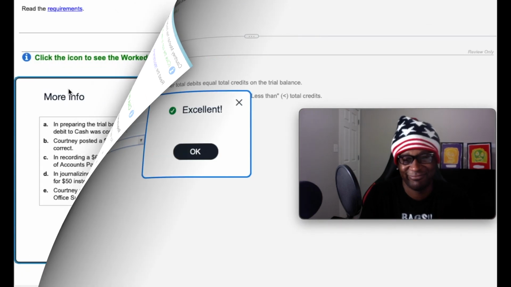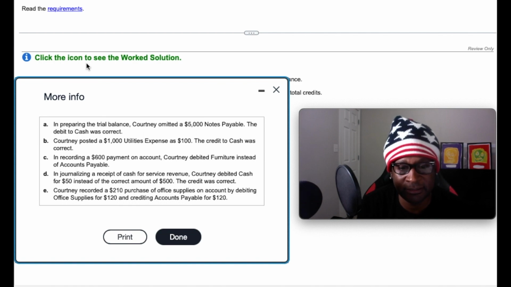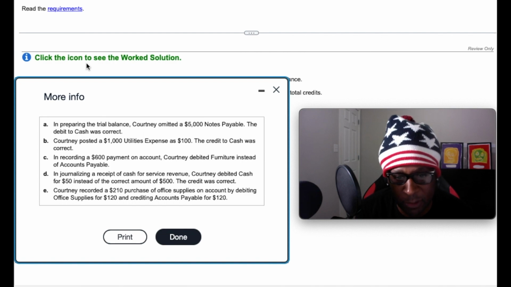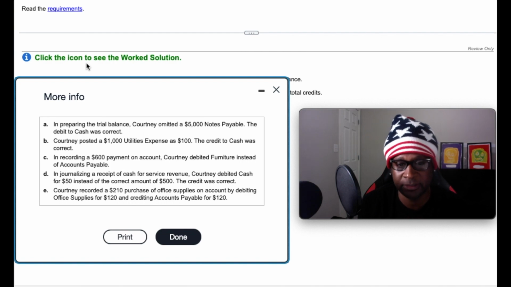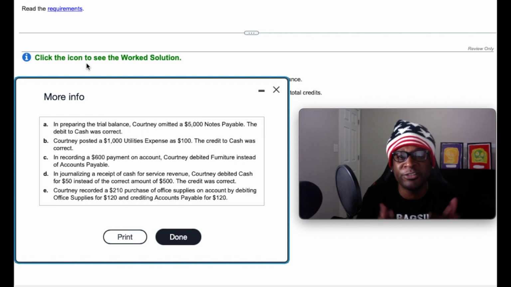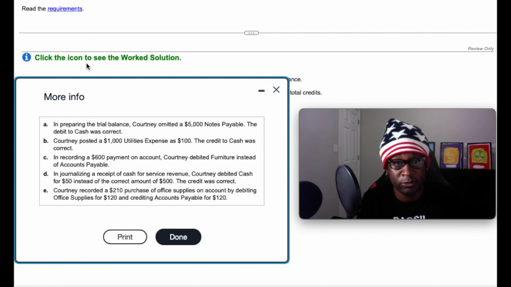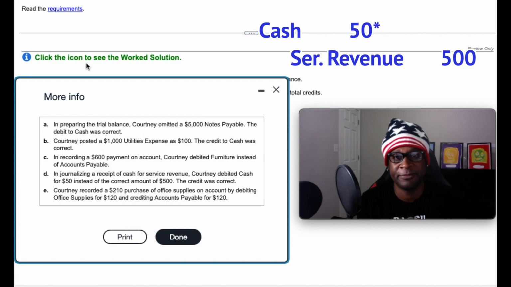Bags all day. D tells us in journalizing a receipt of cash for service revenue, Courtney debited cash for $50 instead of the correct amount for $500. The credit was correct. All right, so what was she supposed to be doing? She provided a service and received cash. The correct journal entry would be a debit to cash, credit to service revenue. But her error was that instead of debiting cash for $500, she forgot a zero, gang. She debited it for $50.